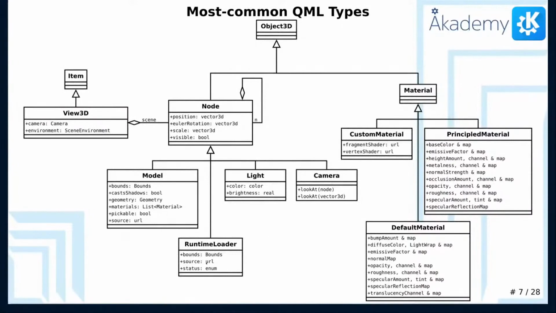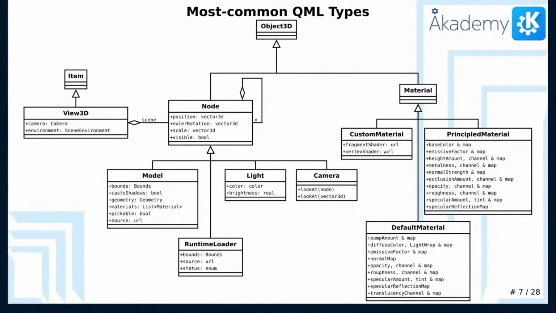The Runtime Loader is the one I just showed that was also putting geometry into the scene. Then we have materials. Principled material and default material have the same shader implementation, but they have different properties. Default material has the specular and translucency. Principled material is a more modern PBR approach where it has metalness. Custom material is also similar, but it does allow you to provide your own shaders if you don't want to use the default ones.